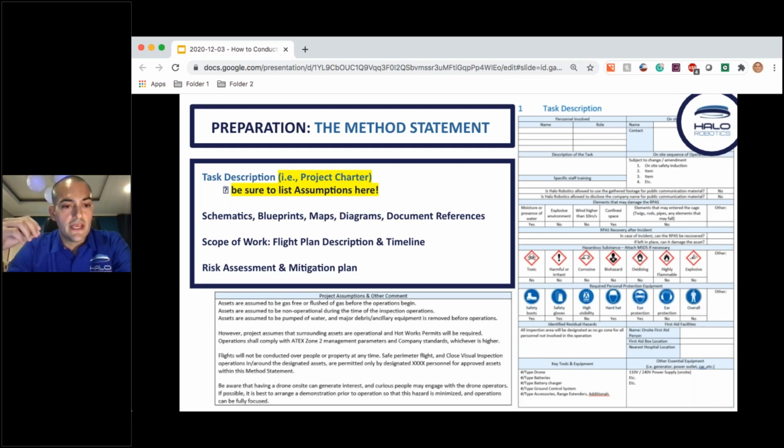So this is where we would state the assumptions that it's assumed to be gas-free or flushed with gas before the operation begins. It's assumed to be non-operational so that the assets aren't being operated. One thing that has come up in our experience is that it's important to make sure the assets are pumped of water and other major debris, or ancillary equipment has been removed, so that the inspection can actually be done. It's very important to state these assumptions so that your scope is organized in terms of what is required to do a good inspection of that asset. Next slide, please.